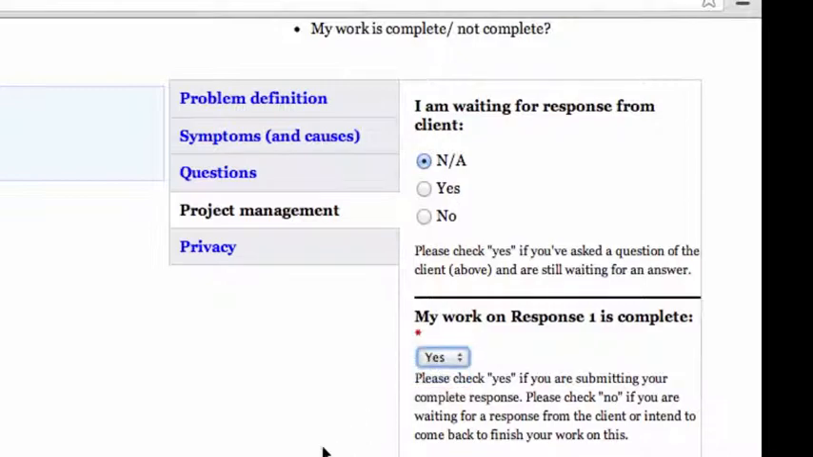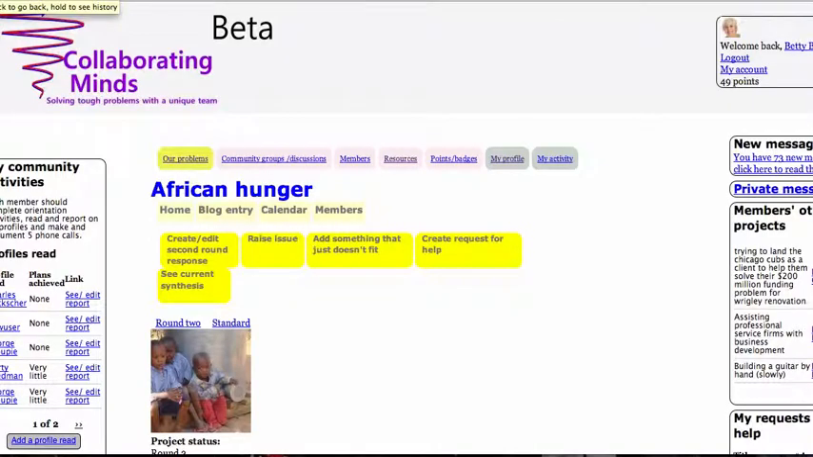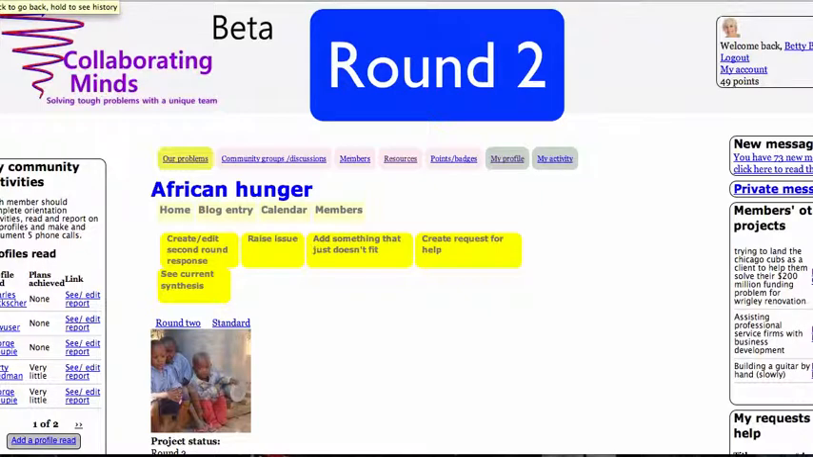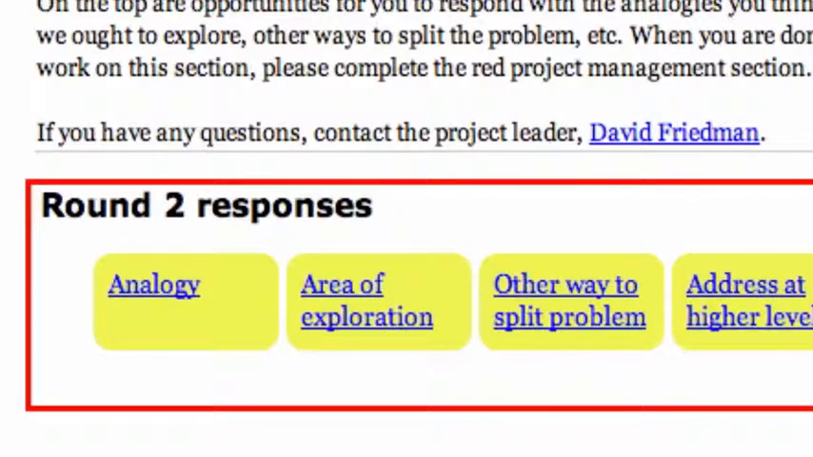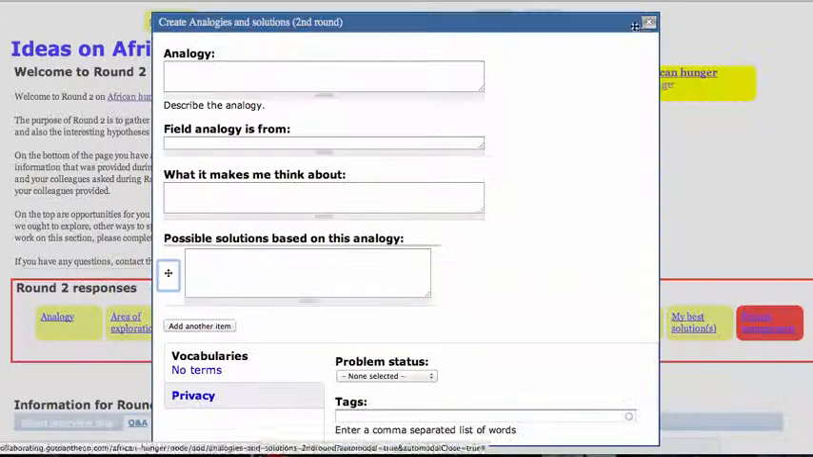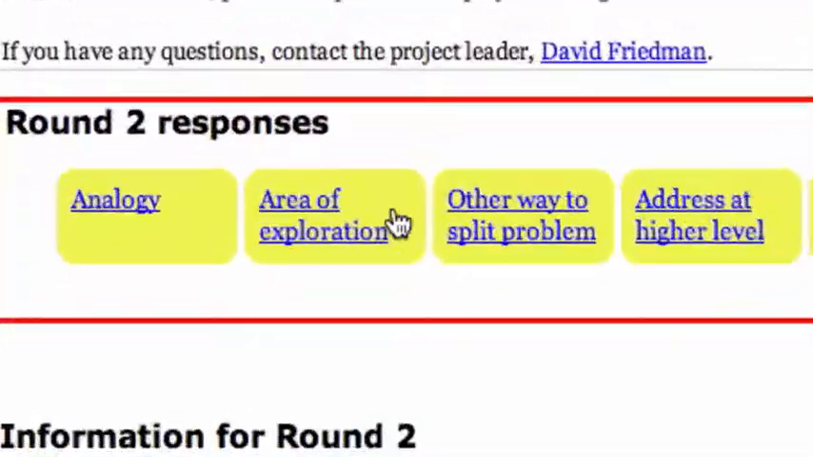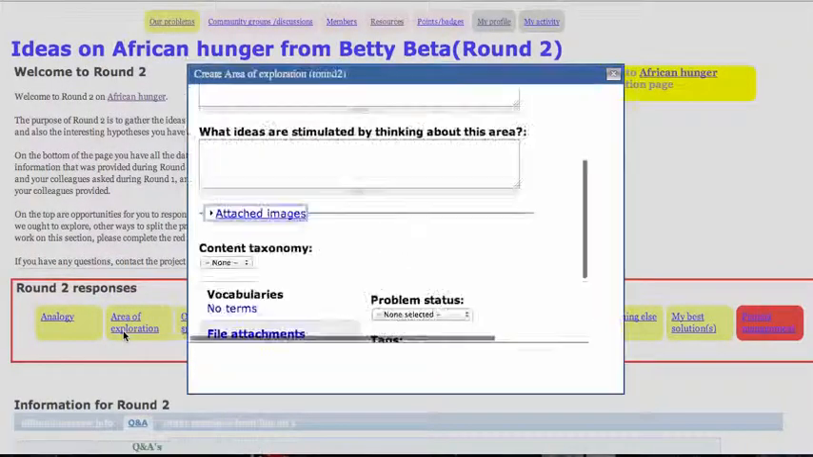In the second round, which we are looking at for a different problem, you'll open a second round response form. On this form, you'll be asked for ideas that occur to you in connection with the problem. For example, what analogies occur to you? Or, what additional areas should we explore?